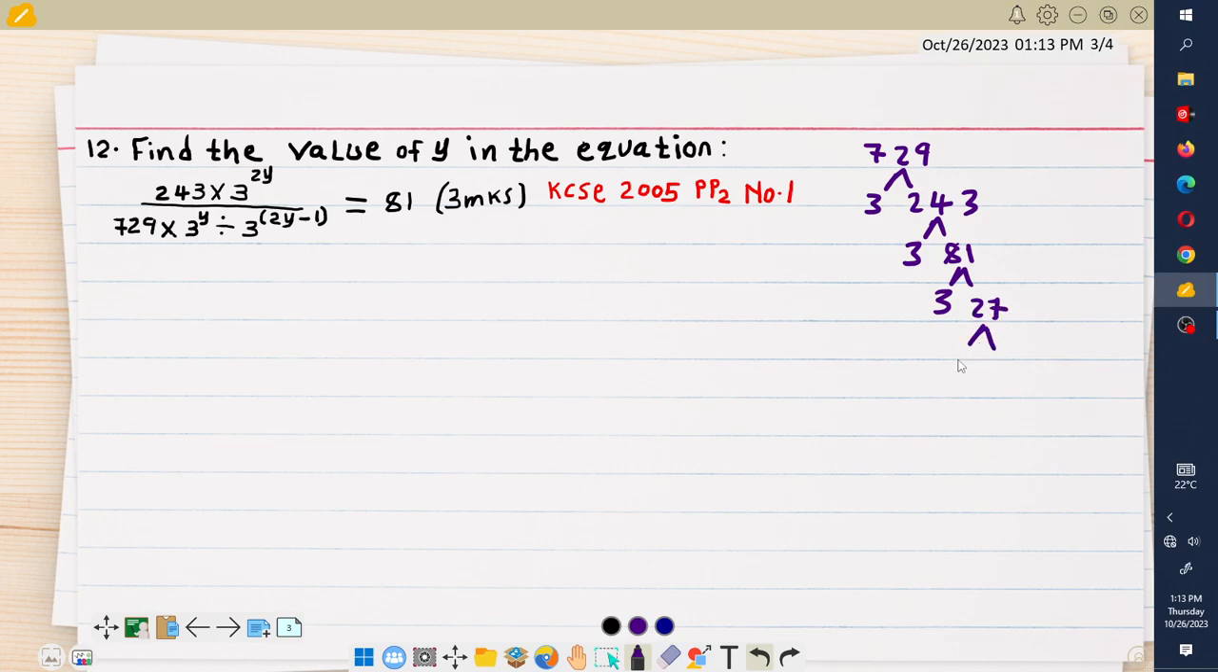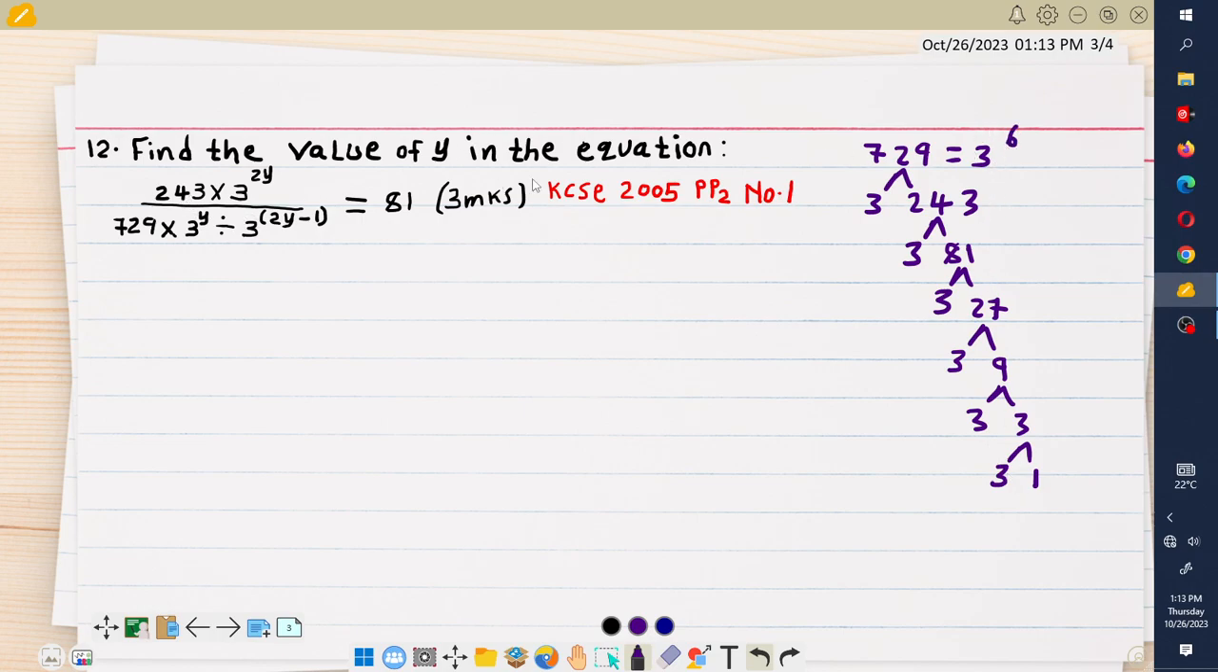Then 27 divided by 3, you are going to get 9. Then 9 divided by 3, you are going to get 3. Then 3 into 3, 1. So that means 729 can be expressed as 3 to the power of 1, 2, 3, 4, 5, 6. So this is 3 power 6.